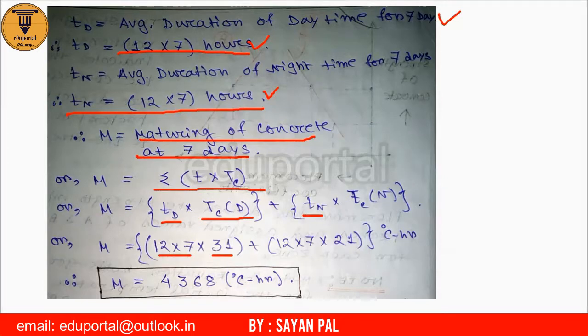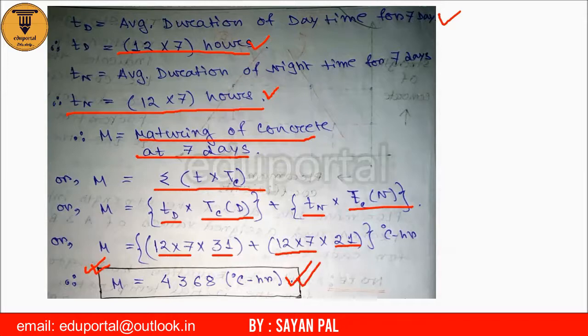Similarly for night, the curing time is 12 into 7, and the curing temperature is 21 degrees Celsius. Okay, so from this equation we get the value of M, that is the maturity of concrete at day 7, as 4368 degrees Celsius hour.